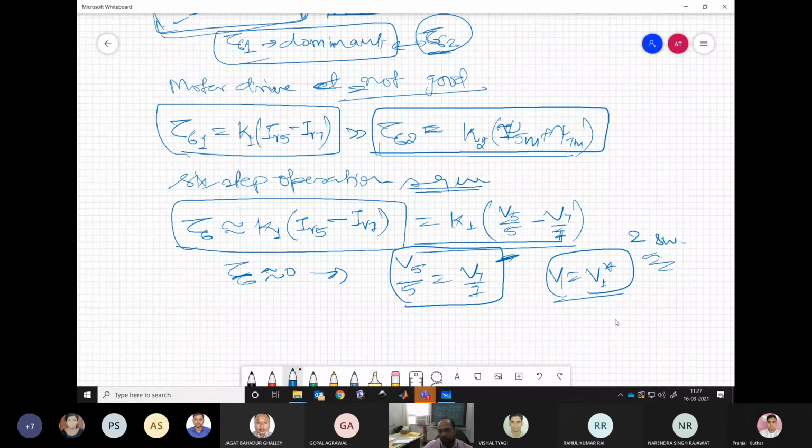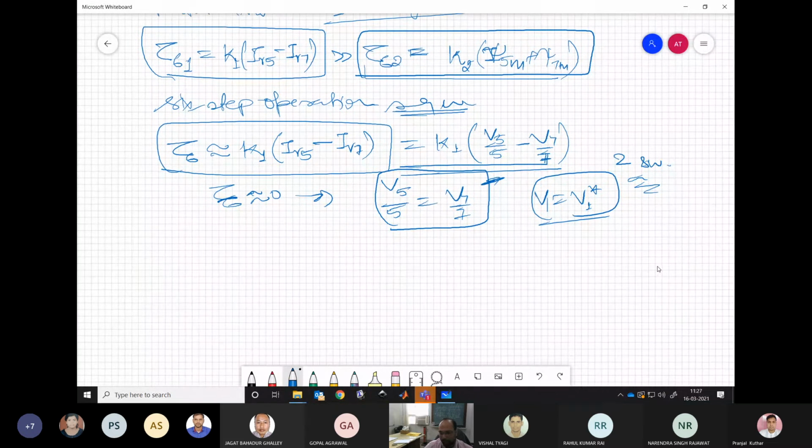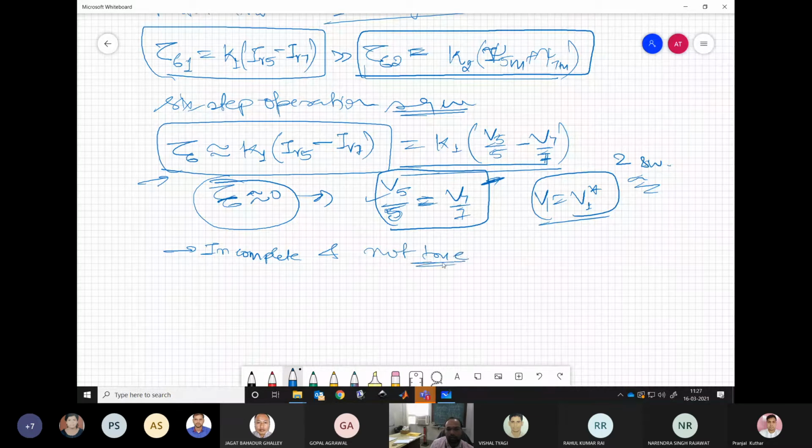Now this is what is followed everywhere, in any textbook or any other place. Someone asks you to eliminate tau 6, and they will say, okay, maintain V5 by 5 equal to V7 by 7. Then what we figured out, working on the same thing during my PhD and other related work, is that this is not entirely true. First of all, this is incomplete. And secondly, this is not true always. In fact, it's never true.